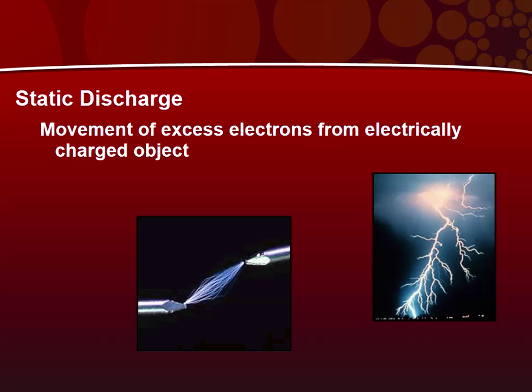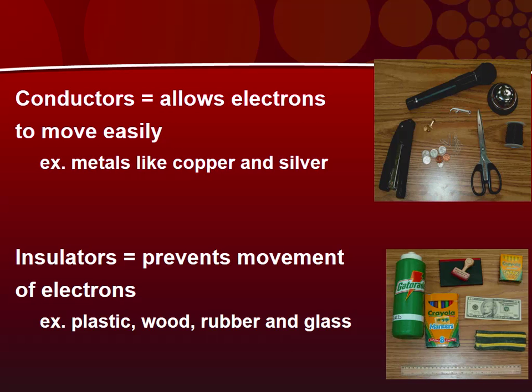Now again, we're not looking for huge static discharge within electrical wires. We already talked about conductors and insulators. Conductors allow electrons to flow. They're basically metals. Insulators do not. They're basically anything not metals.